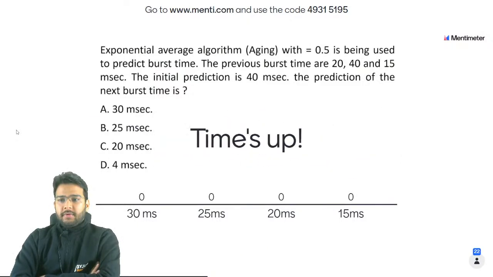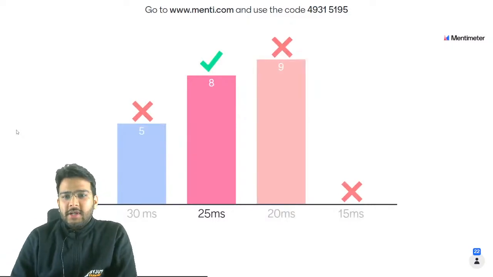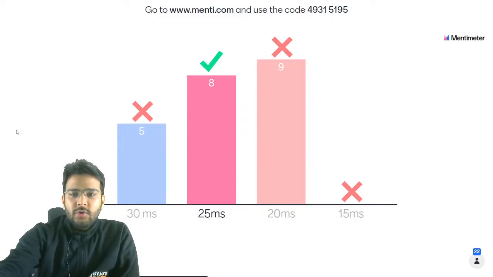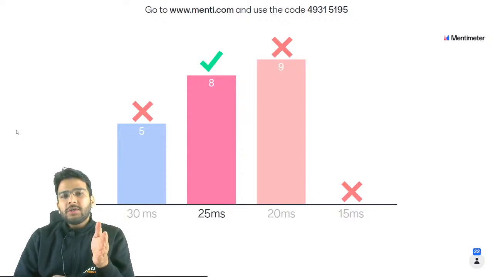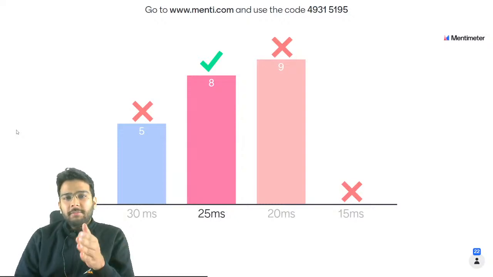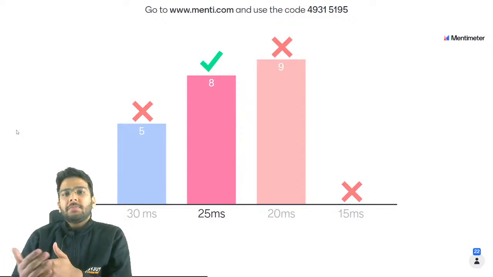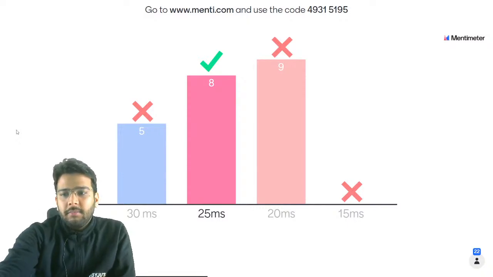Time is up. Okay. So here we have 8 students who again have answered the question correctly. 25 milliseconds will be the answer. So here you just have to use the formula. What is the formula for the exponential average algorithm to predict the burst time? That is T(n+1) = alpha * tn, that is the actual burst time, plus (1 - alpha) * Tn. That gives you the previous predicted burst time. So in that way you can evaluate the next predicted burst time.